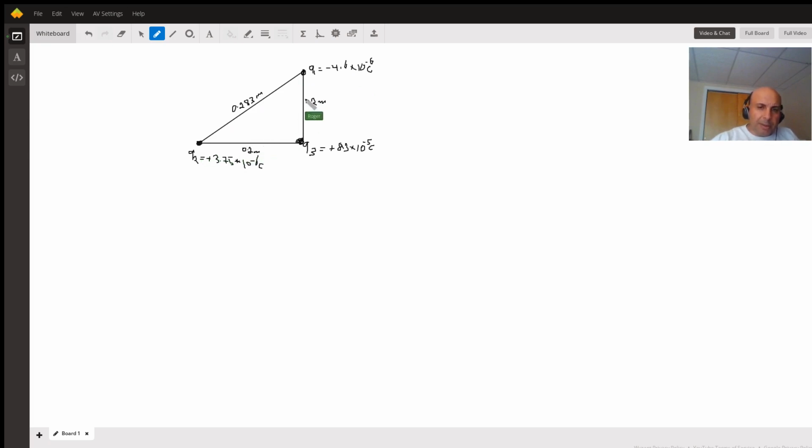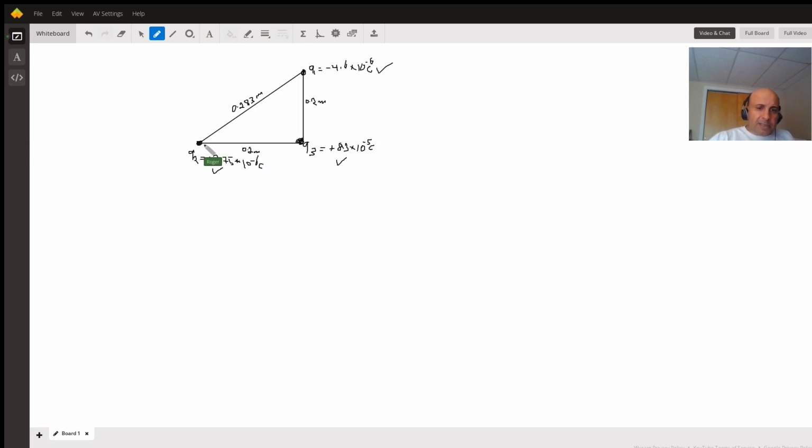You got three charges. You got charge Q1, which is a negative charge of minus 4.6 times 10 to the minus 6 coulomb, as you can see here on the board that I already put the charge there. You got Q3 right under it. It's a positive charge of plus 8.3 times 10 to the minus 5 coulomb. And then you got Q2, which is to the left, and that's also a positive charge of plus 3.75 times 10 to the minus 6 coulomb.